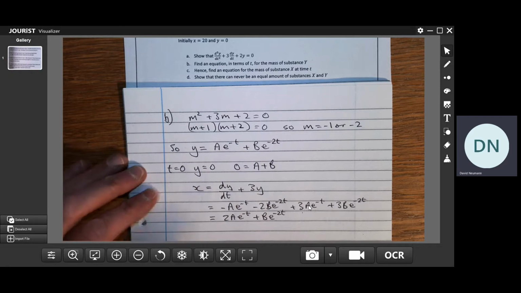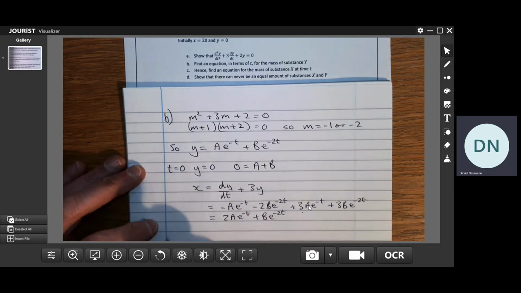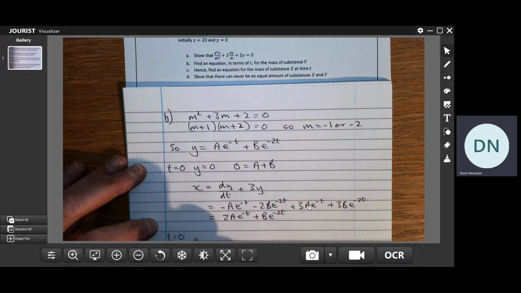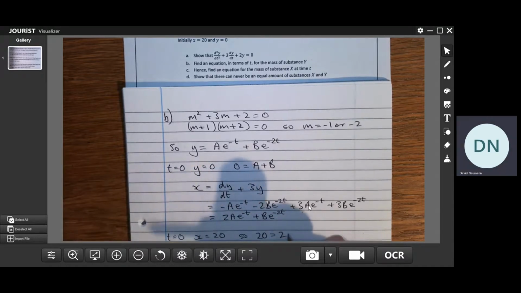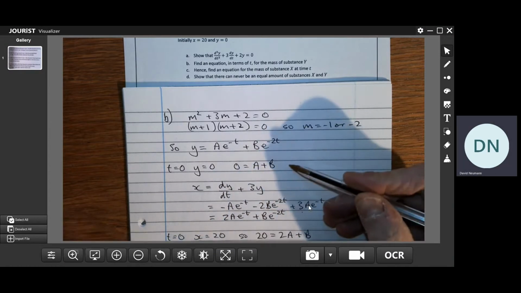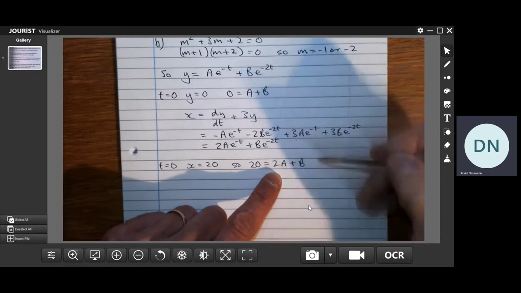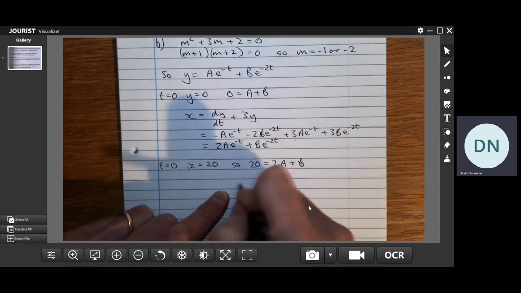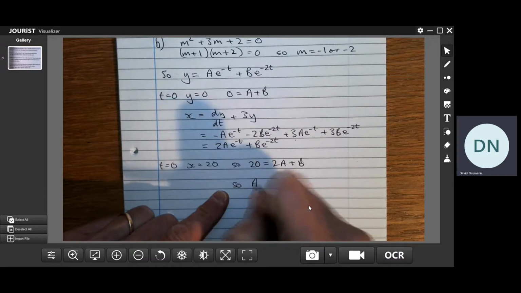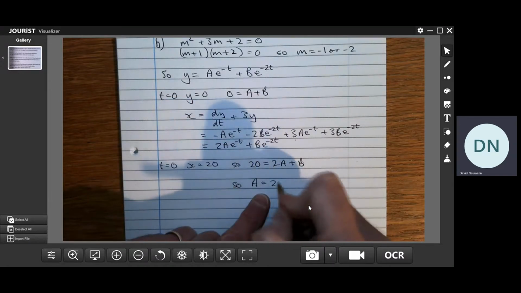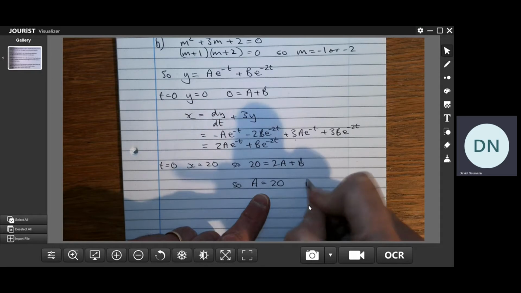Now we can substitute into here. T equals 0, x equals 20, so 20 is equal to 2a plus b. Now we've got simultaneous equations that we can solve to find a and b. If we subtract this one from this one, we should be able to see that a is equal to 20 and b is equal to minus 20.